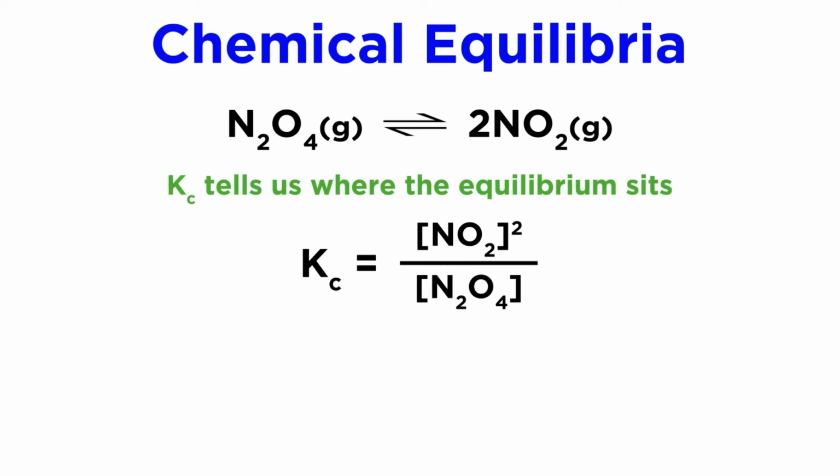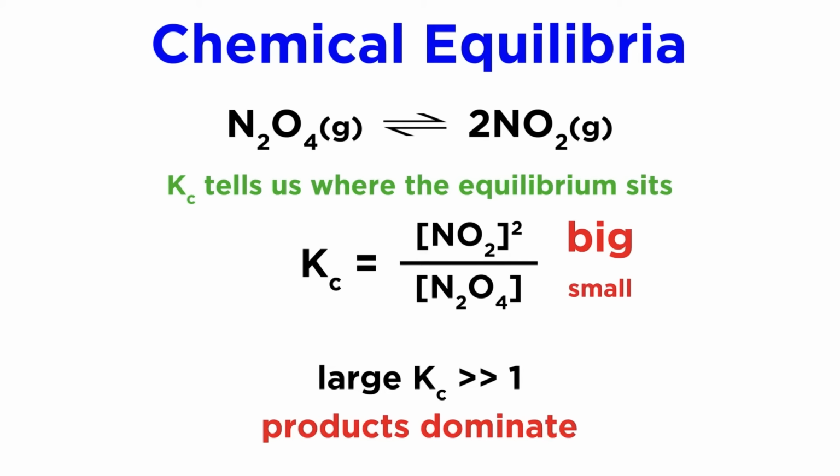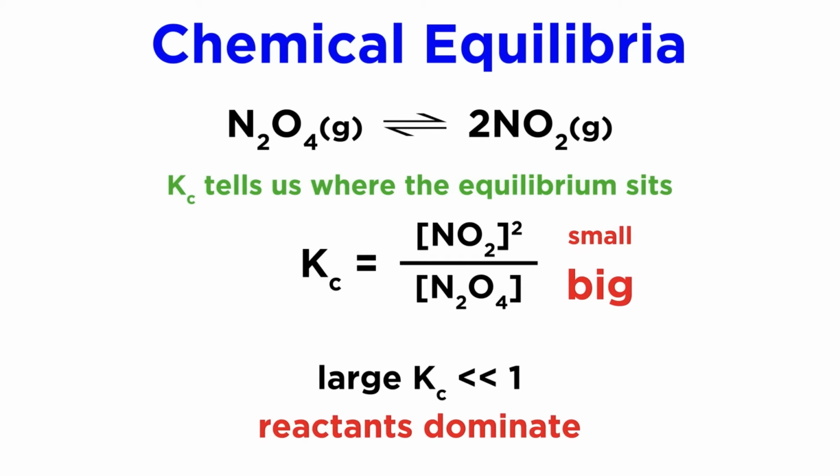The magnitude of Kc will tell us the yield of a reaction once it reaches equilibrium. If Kc is very large, much greater than 1, it means this fraction is very large in the numerator, so products dominate the reaction mixture. If Kc is very small, much smaller than 1, it means this fraction is very large in the denominator, so reactants must dominate the reaction mixture.